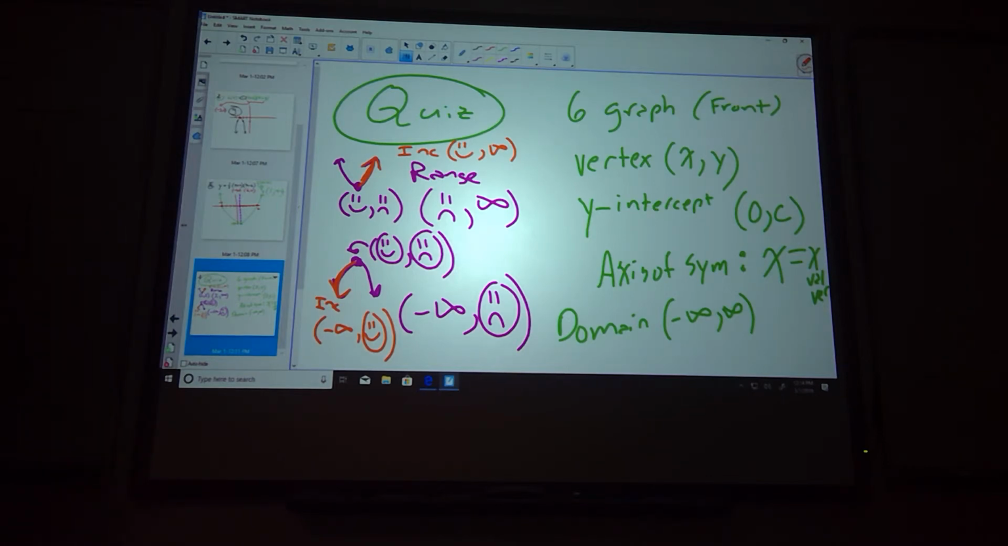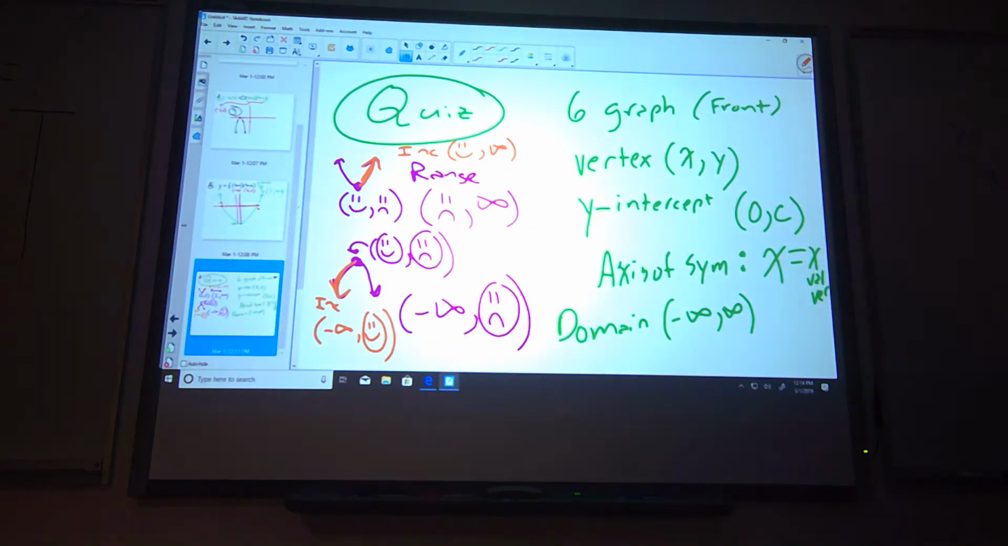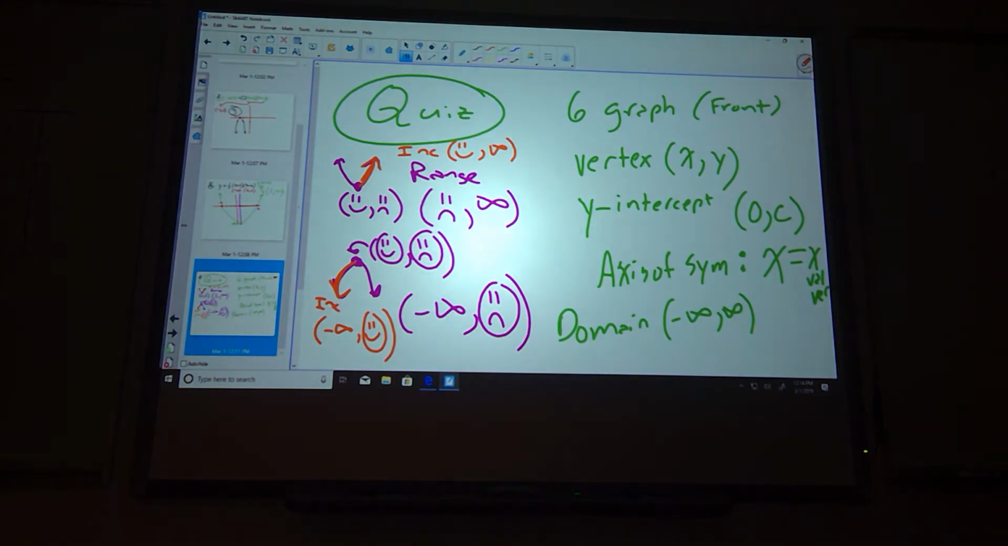And then also on the back, at the very bottom, we have an answer bank. So there are answers down there. Now, you won't use them all. Because it asks for the domain, it has the domain listed twice. It's negative to positive infinity in the answer bank. Okay? Sound good? Everyone happy?